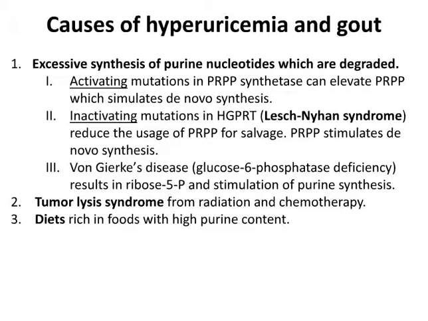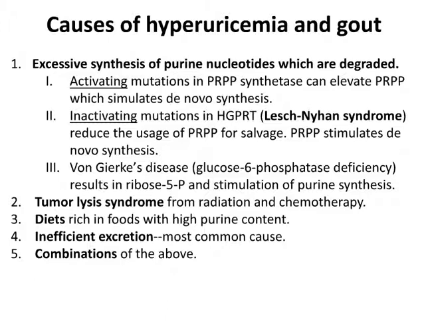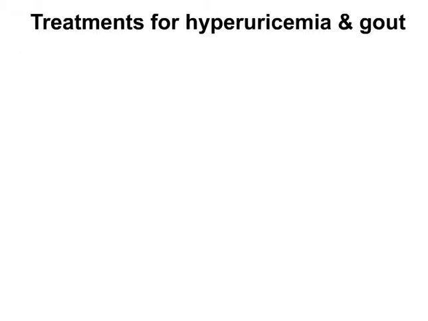Chemotherapy and radiation therapy for certain cancers can result in tumor lysis syndrome. When these tumor cells die, the nucleic acid contents have to be degraded. This excess degradation of purines results in hyperuricemia. Diets rich in foods with high purine content can also contribute to hyperuricemia. Liver, for example, is very high in nucleic acids, as is, unfortunately, beer. However, the most common cause of hyperuricemia and gout are defects in excretion.